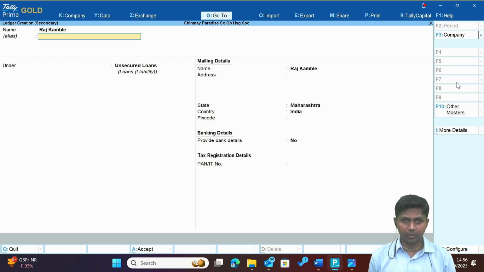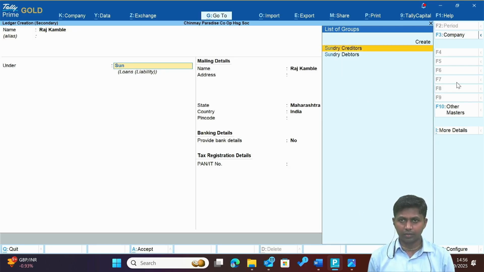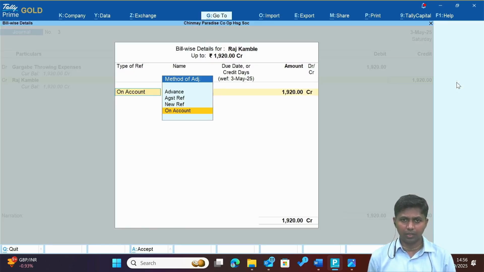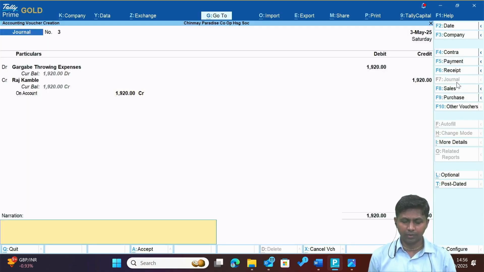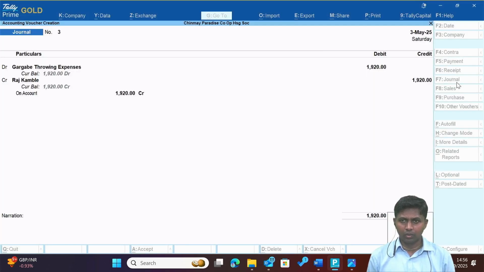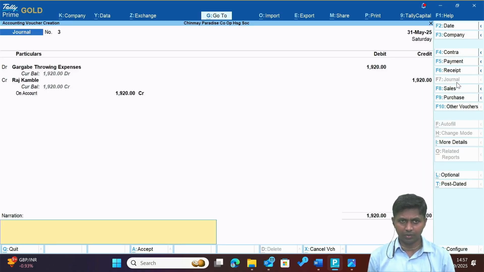Let's say Raj Kamble. We will put this under sundry creditors. Accepted. Now garbage throwing expenses to Raj Kamble. This is a journal. We are just booking the expenses. After booking these expenses, when it is paid, this is paid on 11th June. You can pass it now on the same date, or if this is the month of May, then at the end of May you can create these expenses.